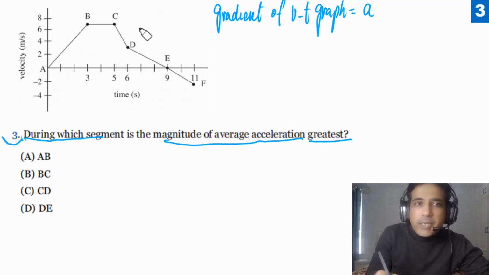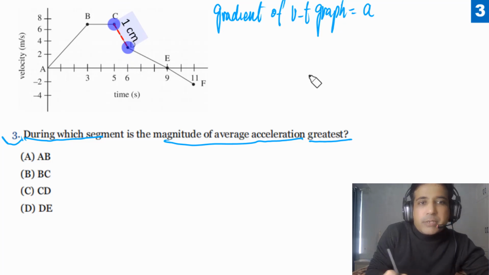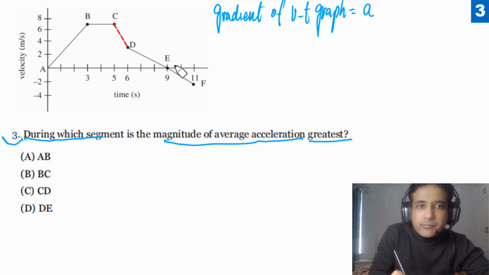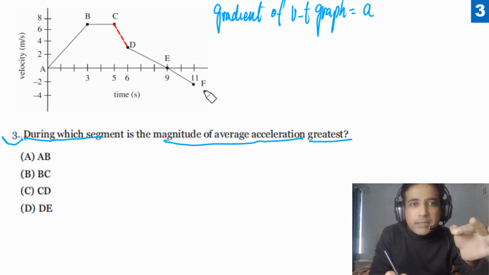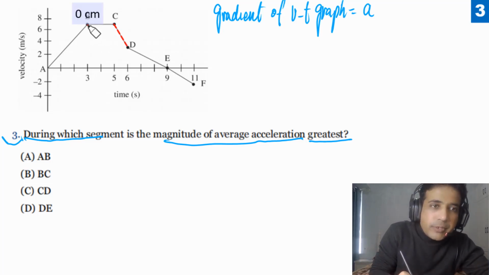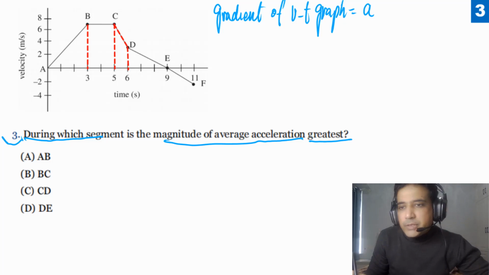If you look at the gradient of segment CD, this seems like it's the steepest one. But still we can compare AB with CD, because the gradient of DE and EF is much less steep than CD. So we need not compare with these parts, but we can compare the gradient of AB with CD. In order to compare, we can first of all draw this vertical line, so we can easily read these values. We can also draw one vertical line from here, and one vertical line from here. Now we can calculate the gradient.